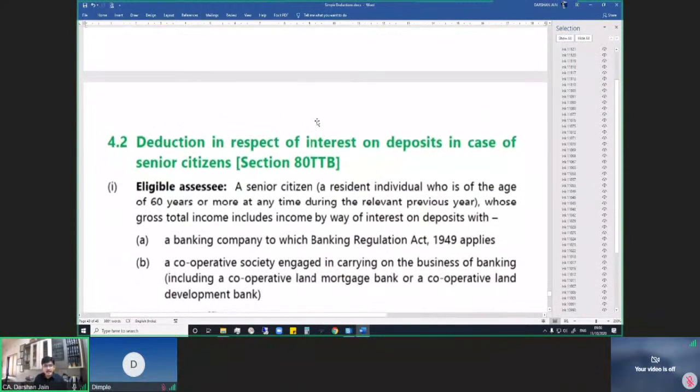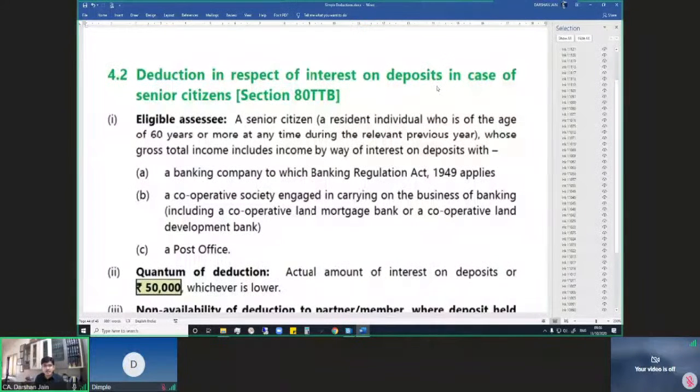Then let's move to 80TTB, deduction in respect of interest on deposit in case of senior citizens. A senior citizen is of the age of 60 years or more at any time during the relevant previous year. He is a resident individual. A non-resident senior citizen is not covered here. Only a resident individual who has attained 60 years of age or more during the previous year would be included, whose gross total income includes income by way of interest on deposit. Any deposit received from a banking company, cooperative society or a post office, similar to what we have seen in 80TTA.